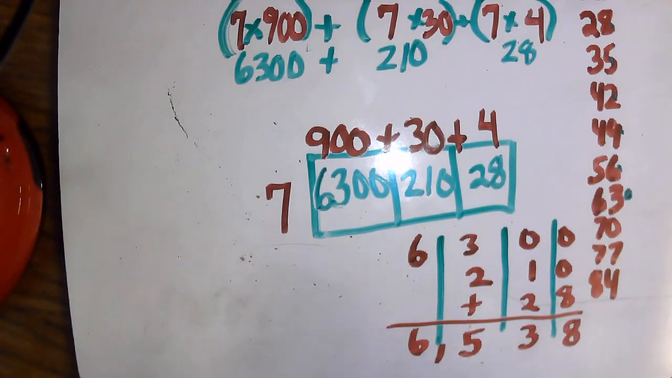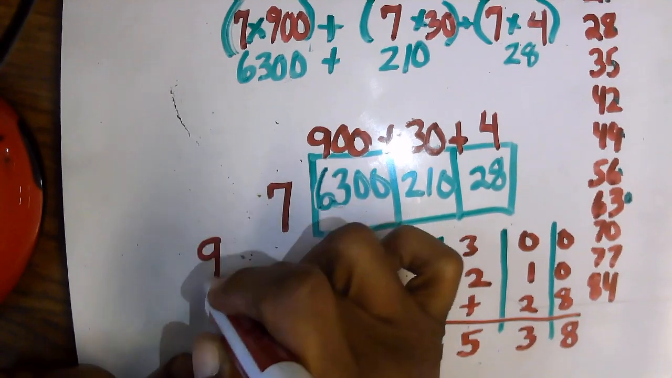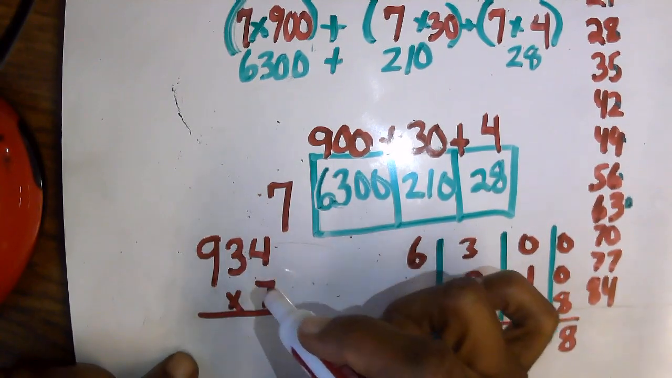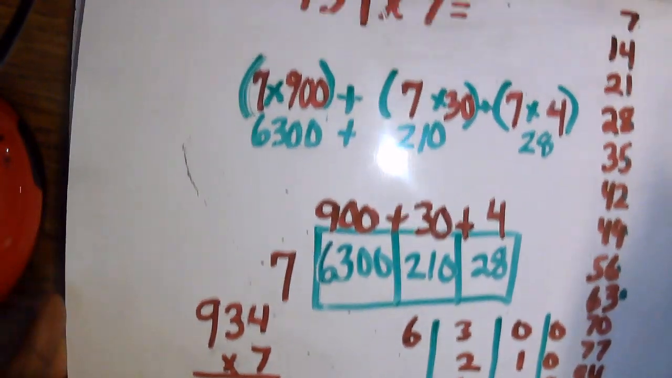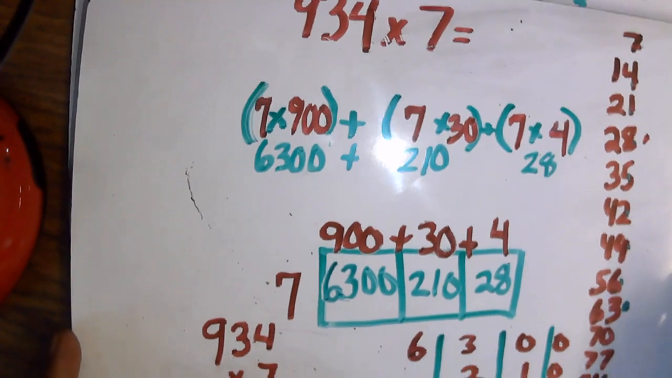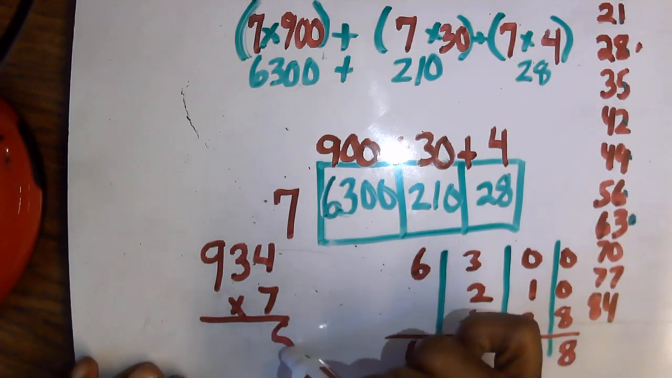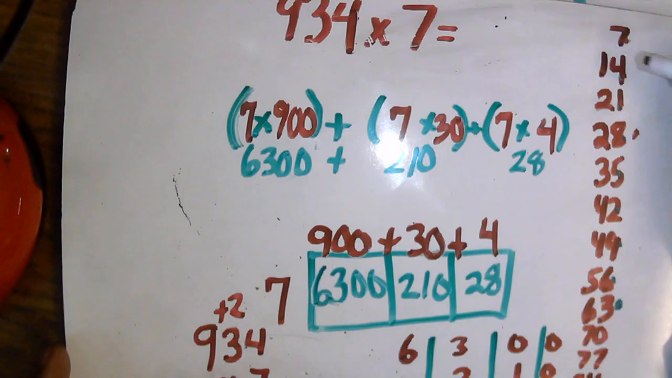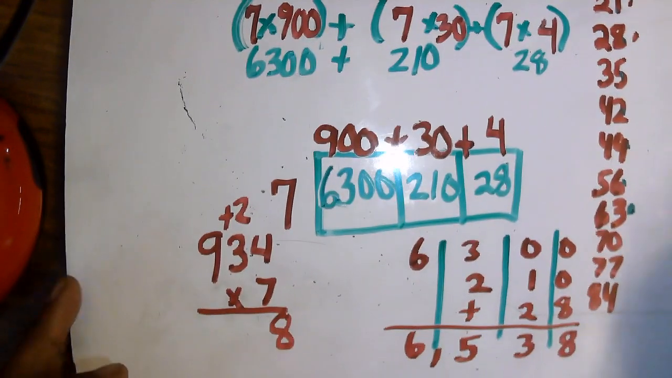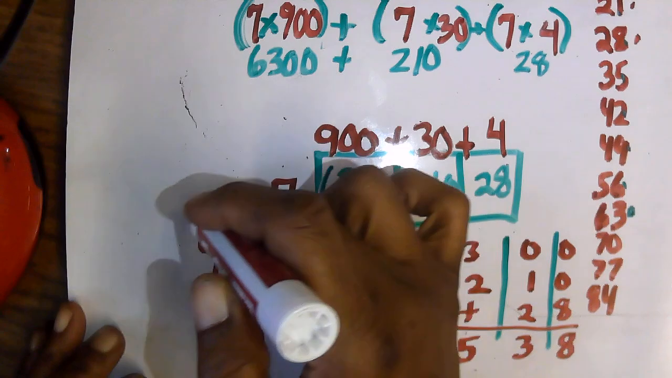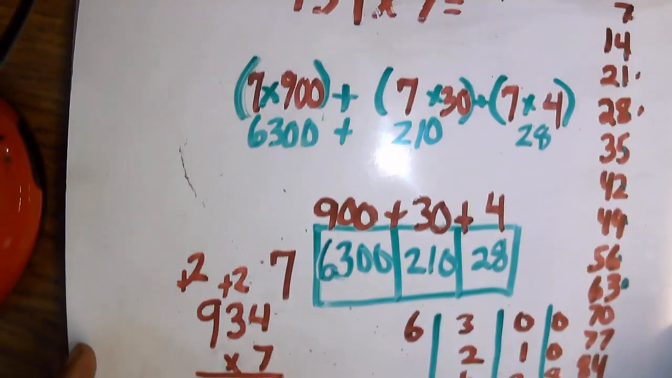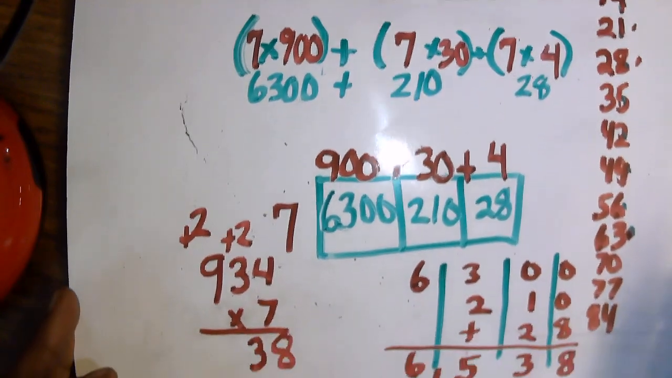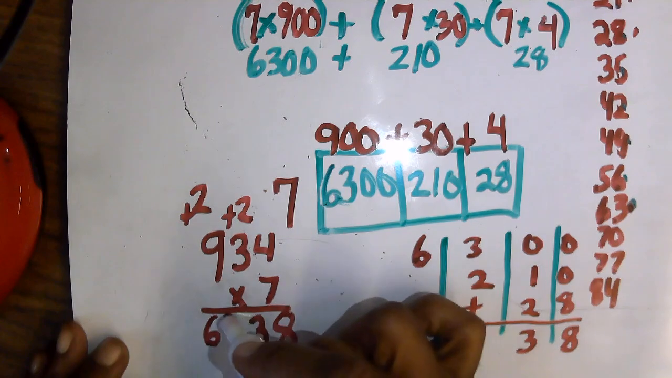Now we're going to do standard. 934 times 7. Okay, so 7 times 4, I'm going to go down 4 on my multiples, 1, 2, 3, 4. That's 28. So 8 goes here, plus 2. 7 times 3, so I'm going to go down 3. 1, 2, 3. That's 21 plus 2. That's 23. 9 times 7. 1, 2, 3, 4, 5, 6, 7, 8, 9. That's 63. Plus 2. That gives me 65.